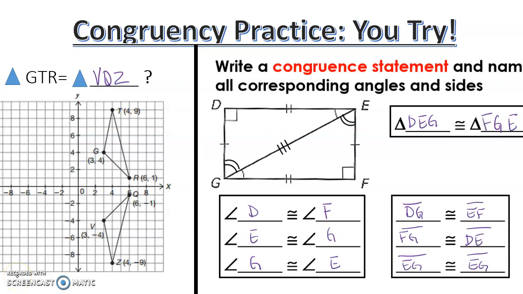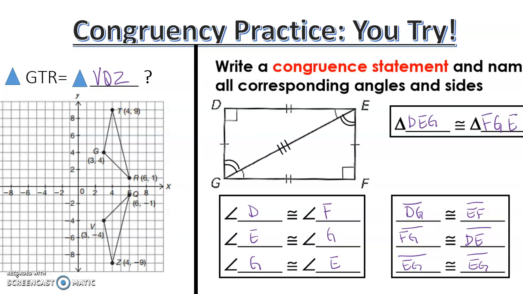Now take a look at the answers. In the first example, you should have gotten that triangle GTR is congruent to triangle VQZ. In the second example, we could have written a congruency statement, and there's more than one way to write this as long as you are matching up corresponding parts of the triangles. But triangle DEG is congruent to triangle FGE.